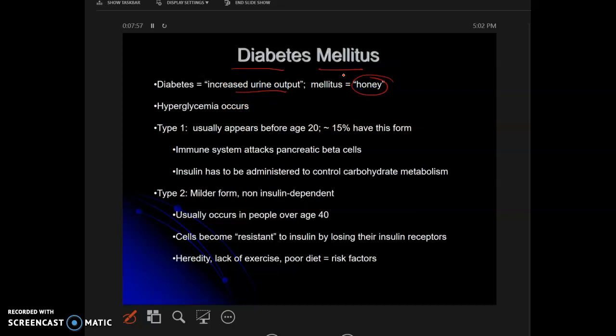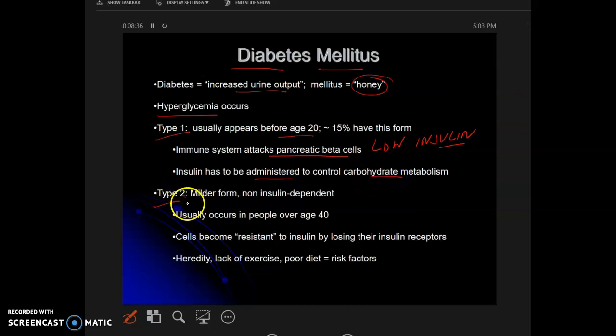Now, in either case, whether it's type 1 or type 2, it is hyperglycemia. That means the blood glucose level is high. The type 1 and type 2 have a different reason. Type 1 appears before age 20. It's an immune disorder, all right? Your body attacks the pancreatic beta cells. So you will have low what? Insulin. Your insulin production is low. And you can administer insulin to control carbohydrate metabolism.